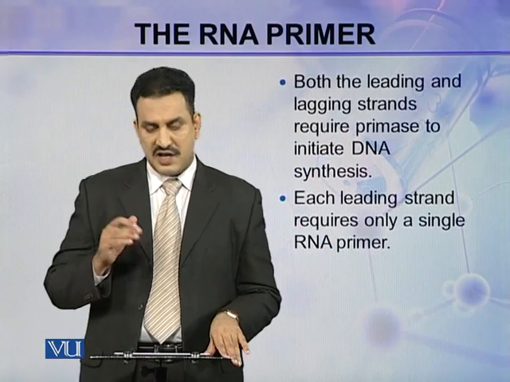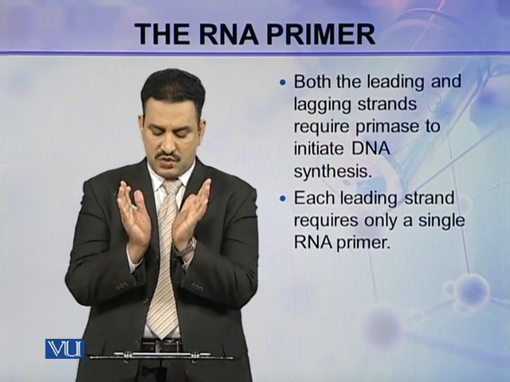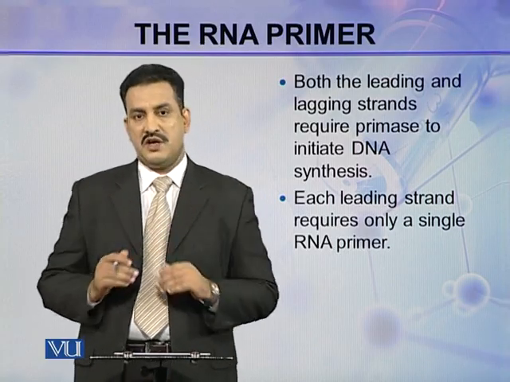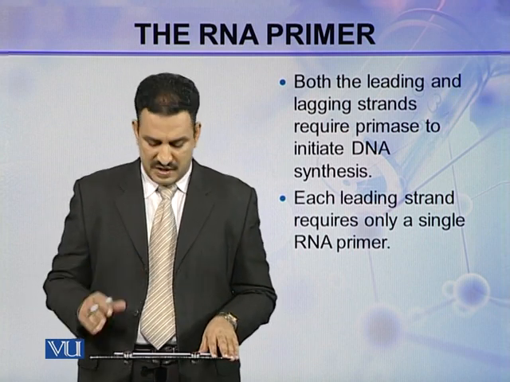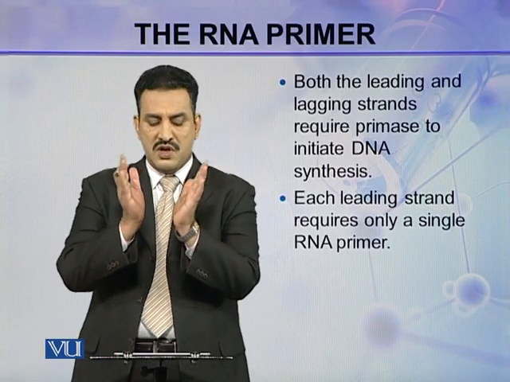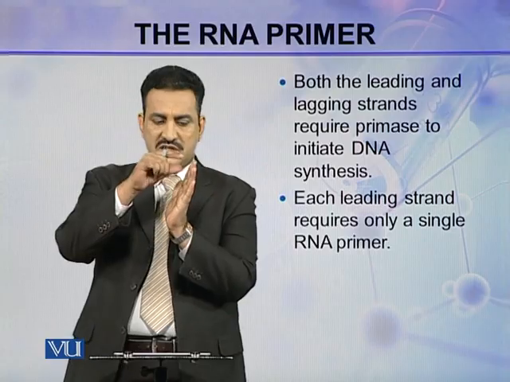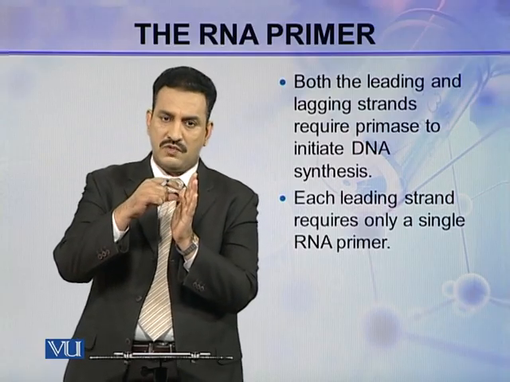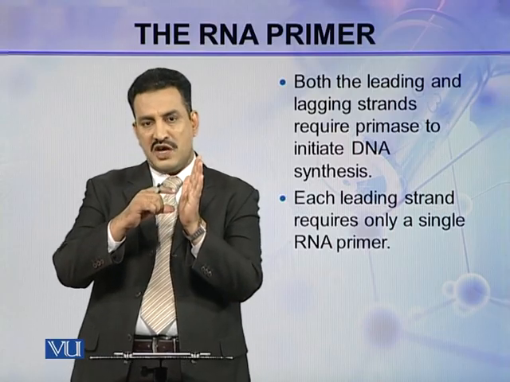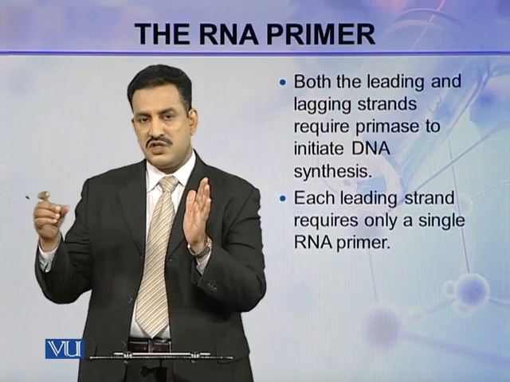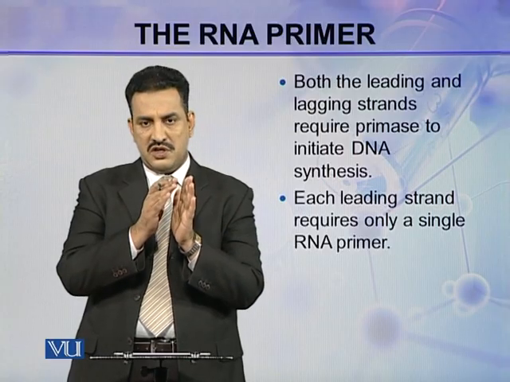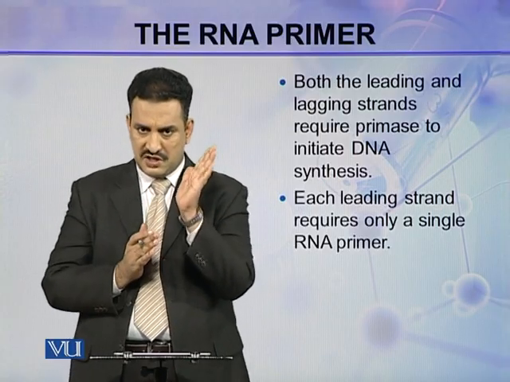Both the leading and lagging strands require primase to initiate DNA synthesis. Both require the synthesis of RNA primers. Each leading strand requires only a single RNA primer. As you know, in the leading strand, once the synthesis of DNA is started, it continues until the replication fork reaches the end of the DNA molecule. So only one RNA primer is required at the leading strand.